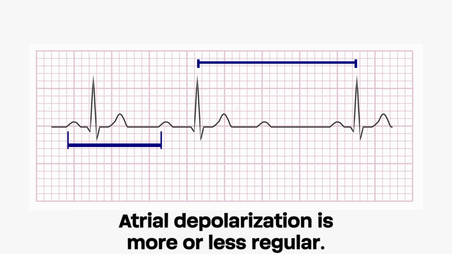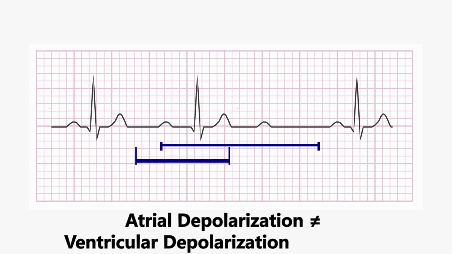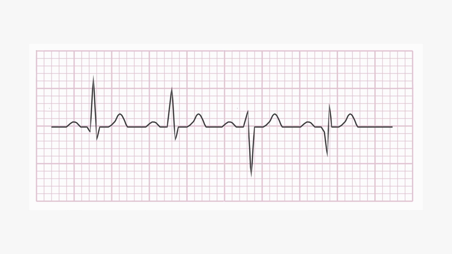If these two numbers aren't, for all intents and purposes, identical, the most likely answer is that there's some sort of AV block happening. Atrial signals aren't always getting communicated down to the ventricles in that case. A more common way to accomplish this same principle is by measuring the PR interval, which we'll hit in just a second.